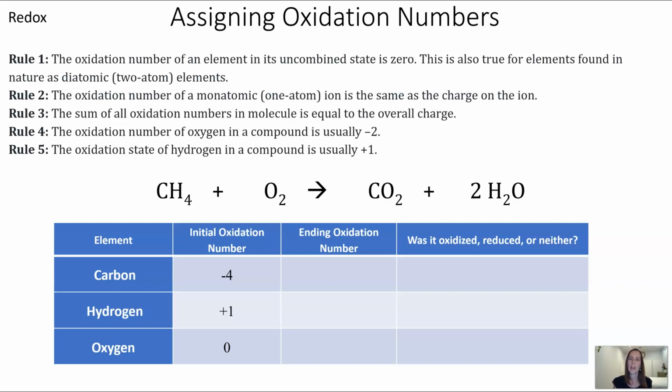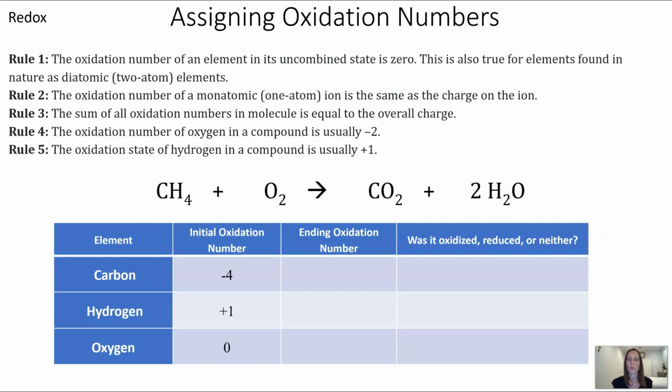Now let's take a look at the ending oxidation numbers. Here we're going to look at the products. So here we have carbon dioxide and water. Let's look at carbon dioxide first. Remember, if it's a neutral molecule, and we can see that because there's no superscript denoting a charge, that means that all of the atoms need to add up to 0. So carbon plus oxygen needs to be equal to 0.